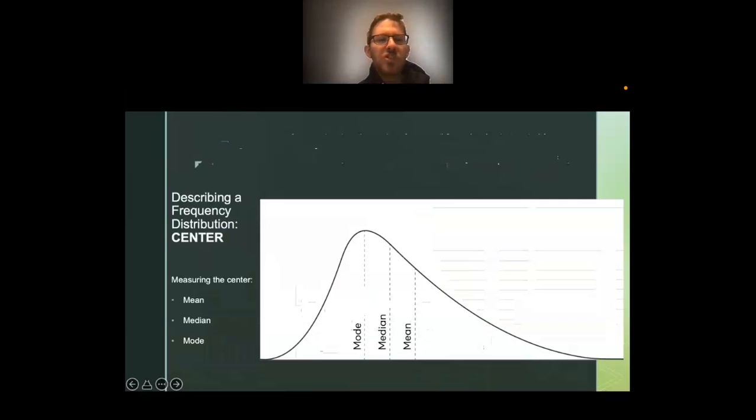Okay, so when we're describing the center of a frequency distribution, what we're talking about is measuring the mean, median, and mode. These are all measurements that measure the center of the distribution. The reason why I introduced the frequency curve is because it's easier to see what we mean by mode, median, and mean when we're using that curve. But another way of thinking of it is the center of gravity of this distribution. Where is it pulling into?